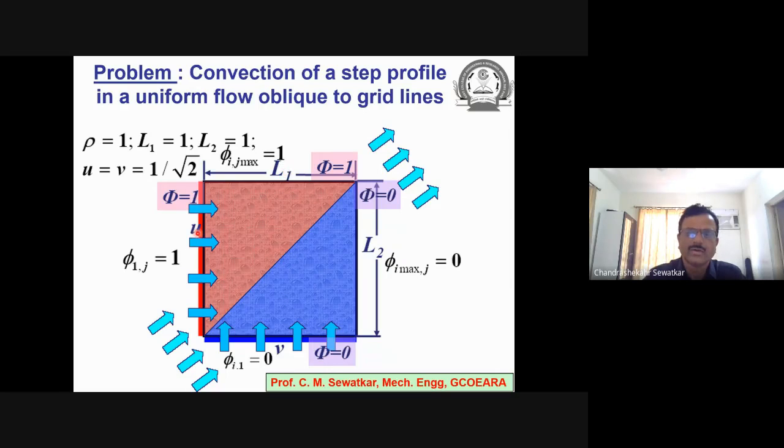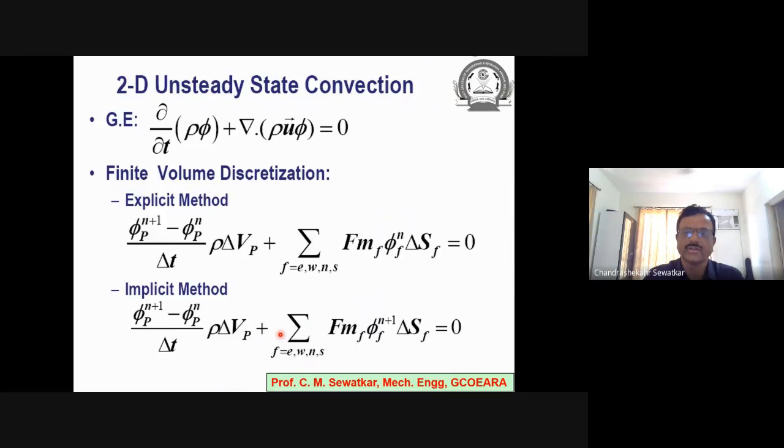One boundary condition is 1 here, 0 here, and 0 here. And u and v are known to me, and I am trying to obtain the values of phi in the entire domain. From that entire domain, I have just extracted the data for phi along the vertical direction. That has been plotted here.